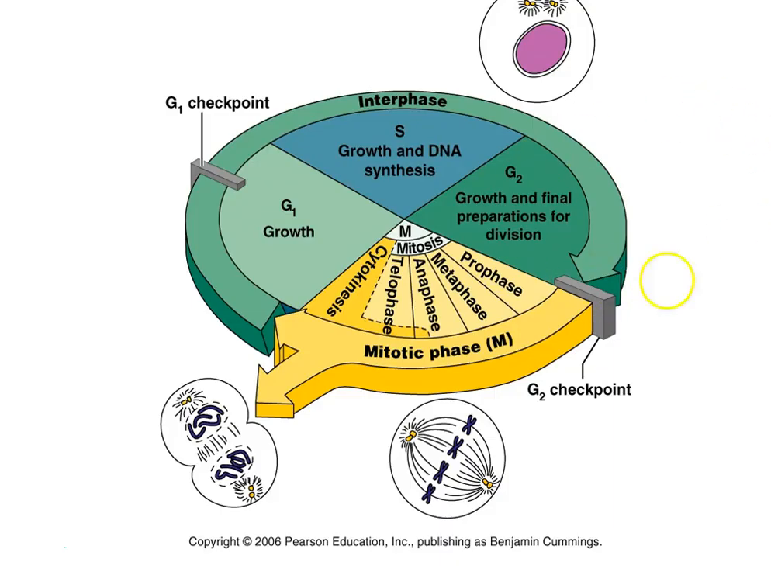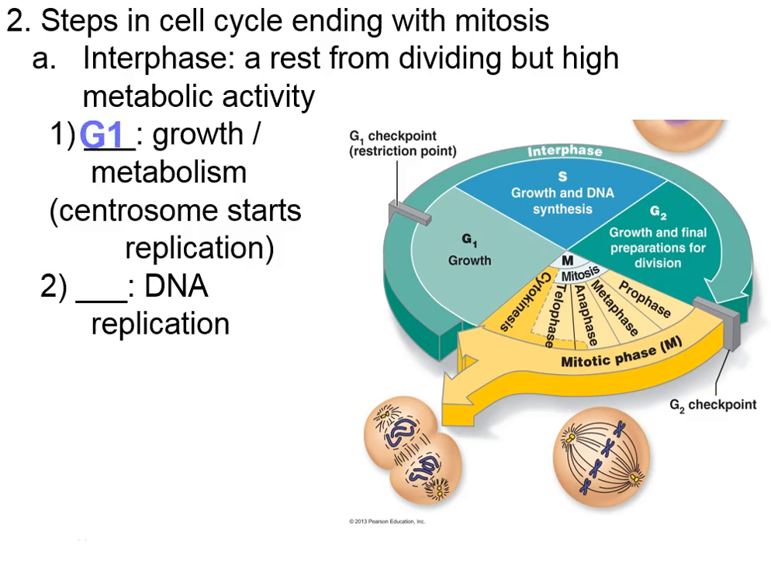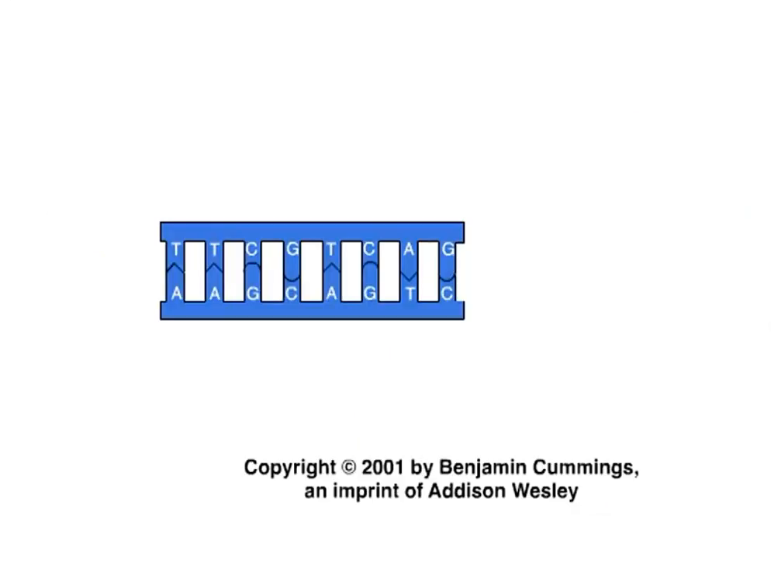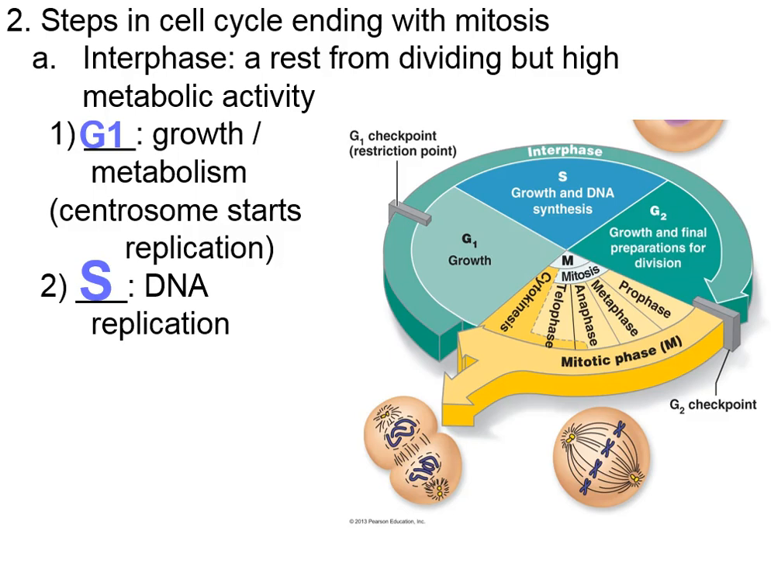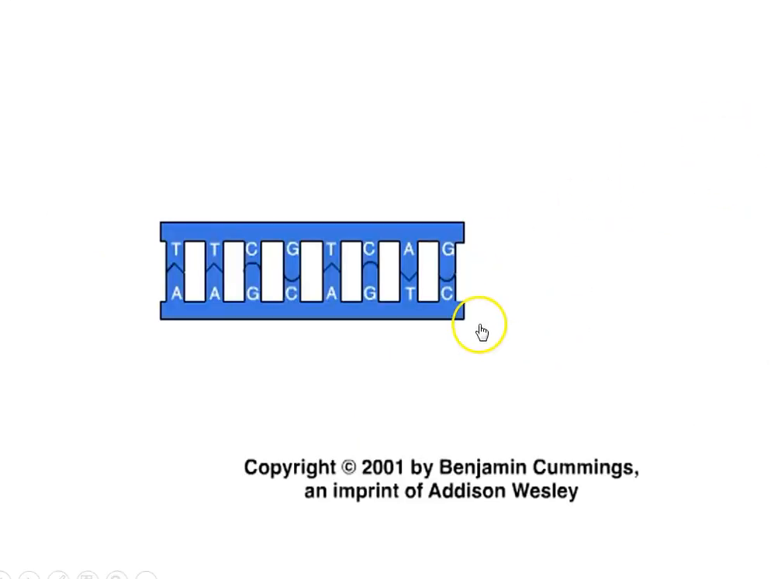So here's the cell cycle again. You can see all the phases of the cell cycle. So the steps in the cell cycle ending with mitosis. First you have interphase. Interphase is made up of G1 growth. This is when some of the centrioles start to replicate. Then we end up with the S phase. This is when the DNA replicates. And then finally, we're going to go into the G2 where you have your final preparations. So let's talk about DNA replicating first.